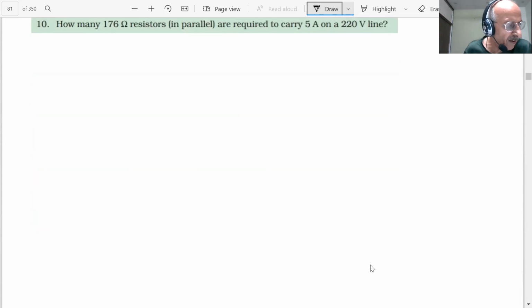Question number 10 of the NCERT book is on the screen, students. How many 176 ohm resistors are required to carry 5 ampere on a 220 volt line? In parallel, students, parallel he is saying. You have 1 to 2 minutes to answer the question, students. In parallel, understand the question, the formulas are known to you, students, and apply the formulas.